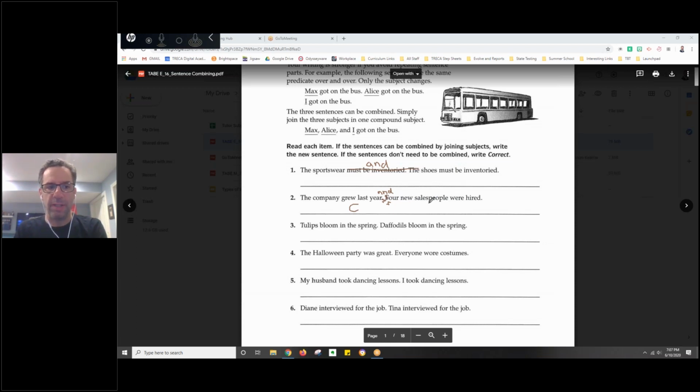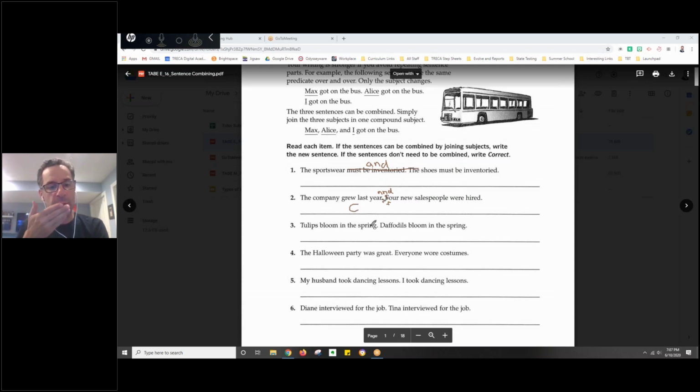Maybe we can look at the answers if they give us the answers at the back of the sheet. But for me, I'm leaning toward this being correct. It could possibly be changed. I'm not 100% sure. If you want to try 3, 4, 5, and 6 on your own, we can do them together after you're done. I'll let you pause it if you want to try them on your own.